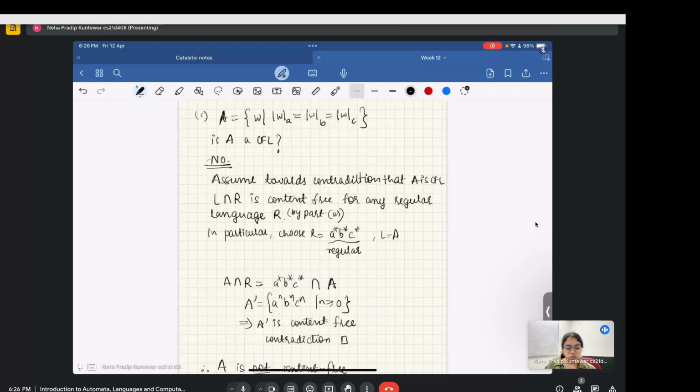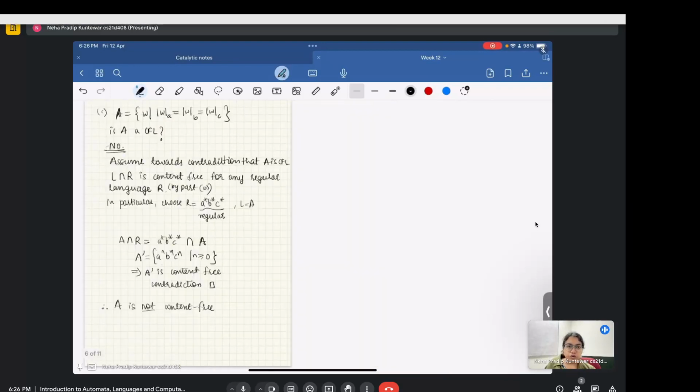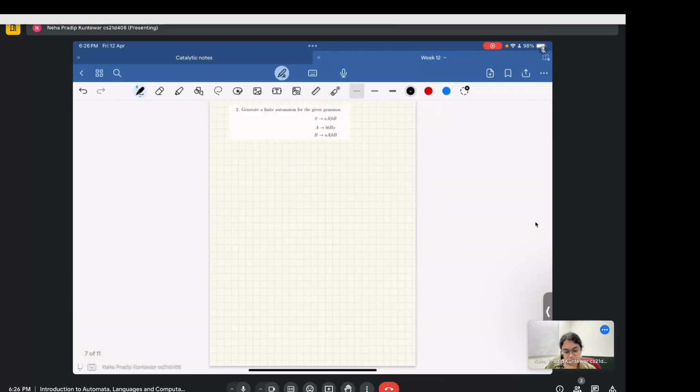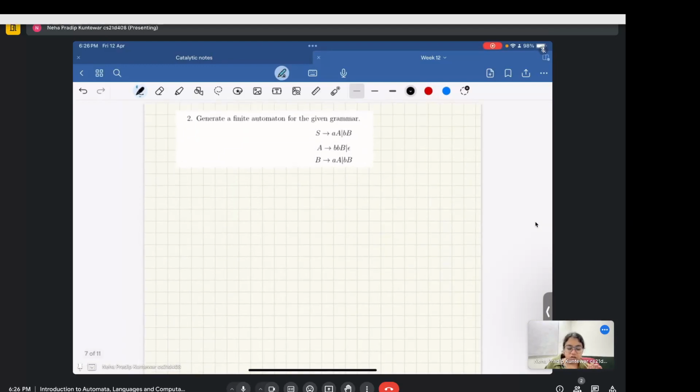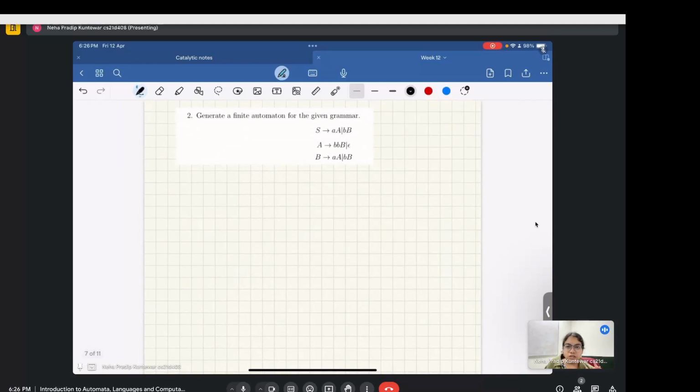Okay, so if that is clear, then I'll move on to the next question. So the next question is that you have been given a context free grammar, and in particular this is a context free grammar for a regular language. What the question asks you to do is design a finite automaton, that is a DFA, for this grammar. It is guaranteed that this grammar is a grammar for a regular language, so it is indeed possible to give a finite automaton.